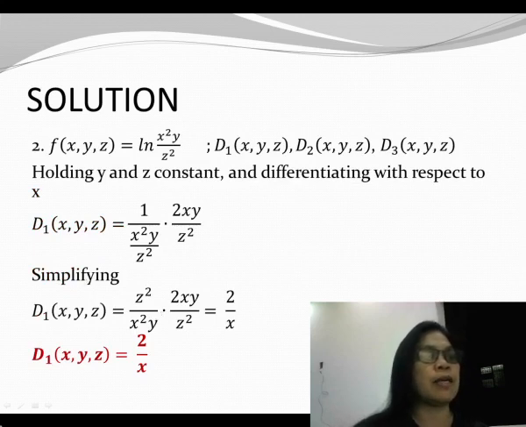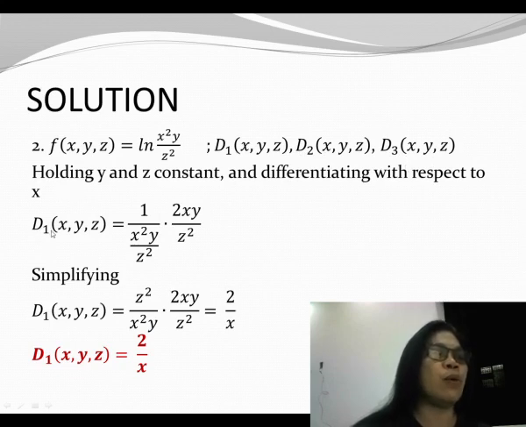Then the next example is we have the function with respect to x, y, z. So we have three independent variables here, and the given function is ln of x squared over z squared. As you can see here, we use different notation for the partial derivative. D1 means with respect to x, D2 means with respect to y, and D3 means with respect to z.